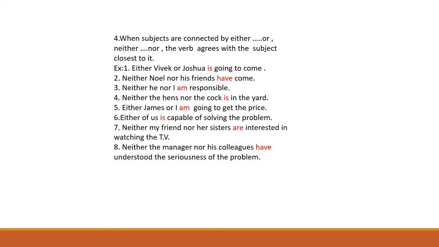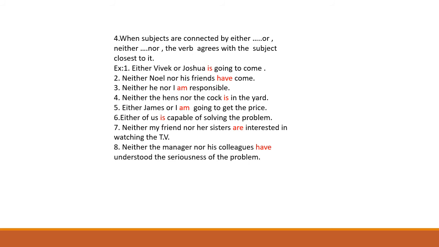When subjects are connected by either or, neither nor, the verb agrees with the subject closest to it. Either Vivek or Joshua is going to come. Neither Noel nor his friends have come. Neither he nor I am responsible. See, all these are interconnected words, either or, neither nor. The verb agrees with the subject closest to it.